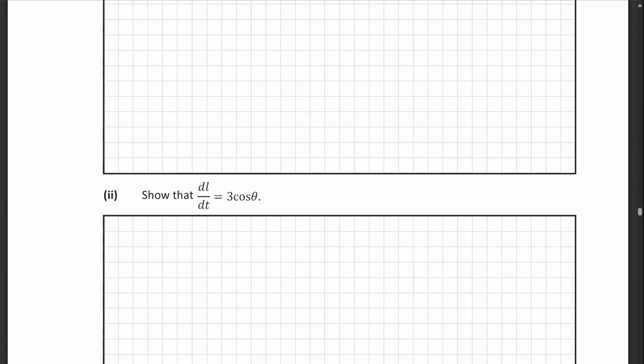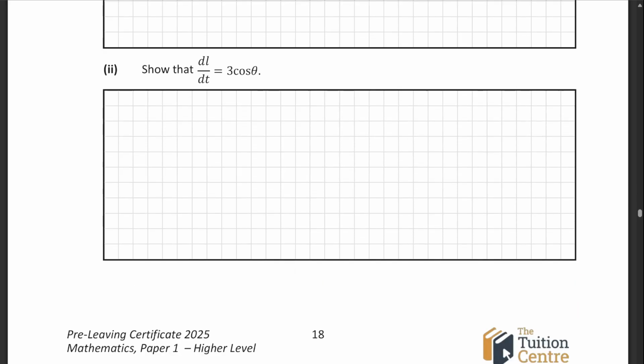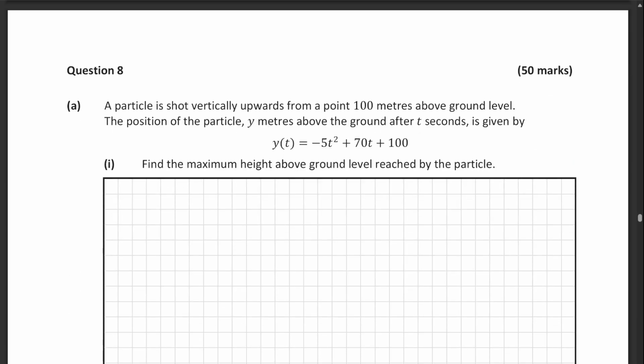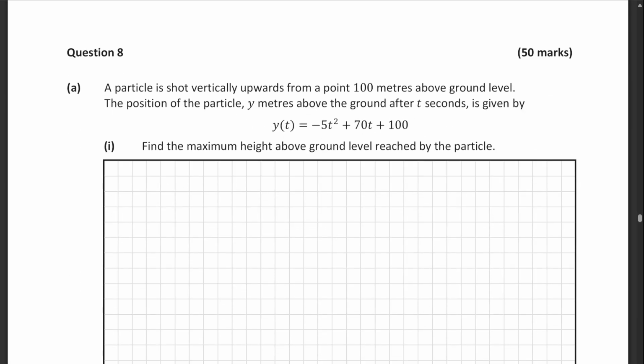What about soap dispensers? And what about a mining truck or something? Sure. I'll give my full review of section B at the end, once I cover all the questions. Question 8: particle shot vertical upwards.